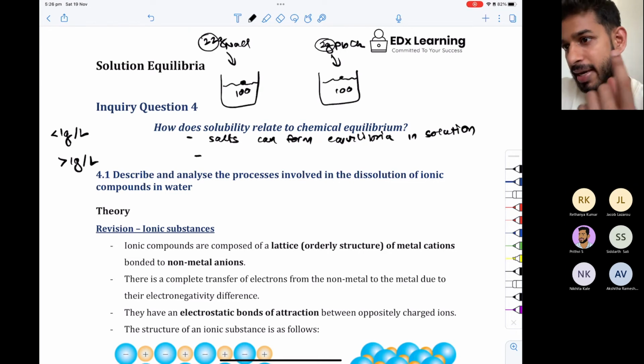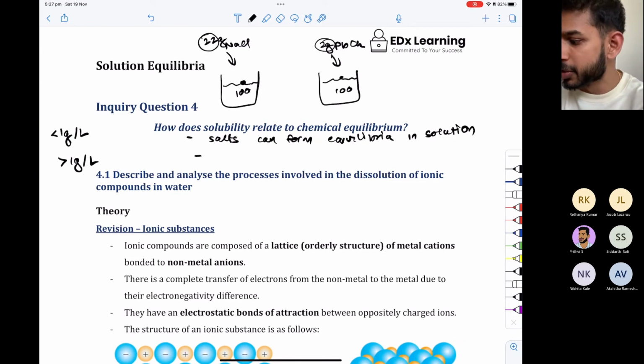The same with lead chloride. With lead chloride, it's a different number. I can add comfortably up to 2 grams of lead chloride in this 100 ml of solution before I see a precipitate. At exactly 2 grams, I'll see a very, very faint precipitate. That is called the saturation point. If I add any more mass of lead chloride, you will see a clear precipitate forming.